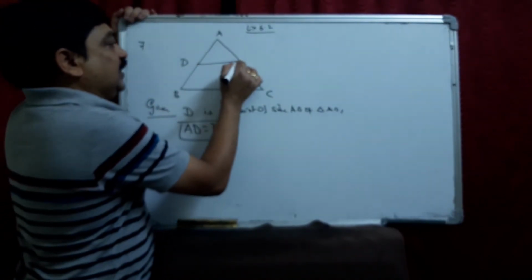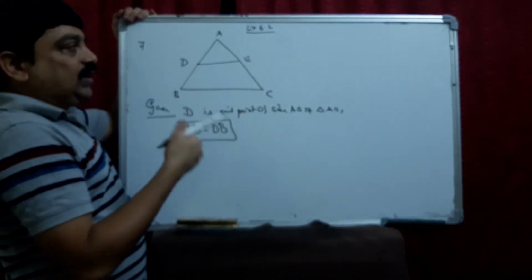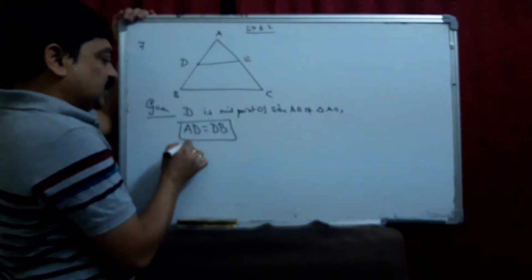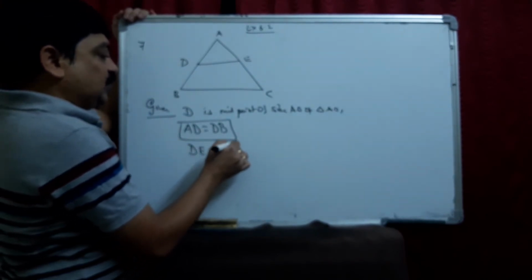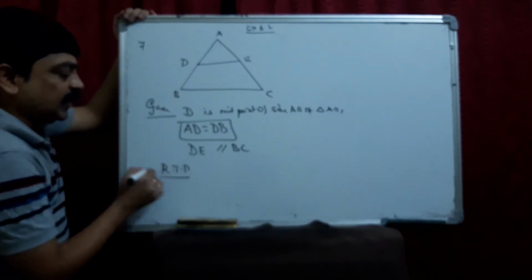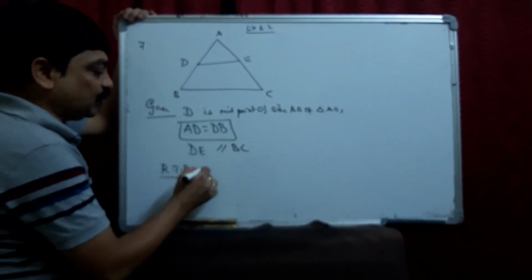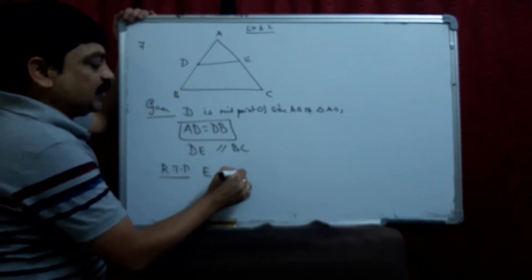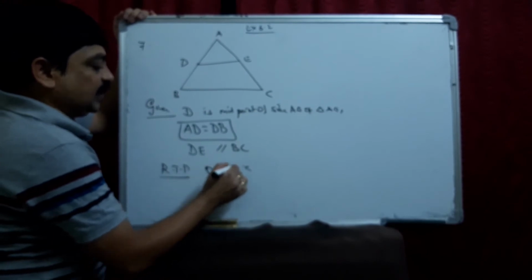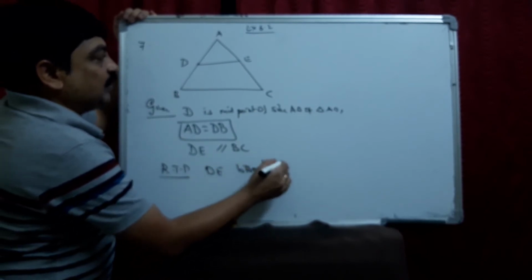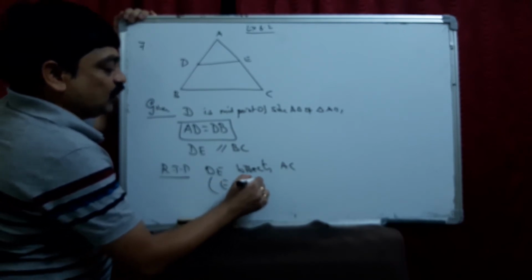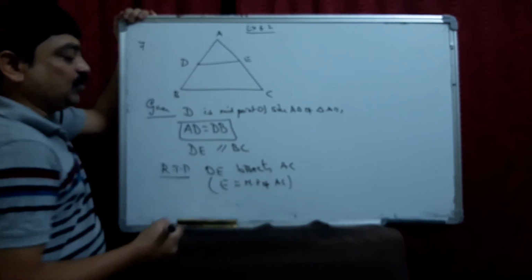When you draw a line DE, you are not told that E is the midpoint, only D is the midpoint, and it is also given that DE is parallel to BC. What is to be proved? It bisects the third side. We have to prove that DE bisects AC, that is, E is the midpoint of AC.